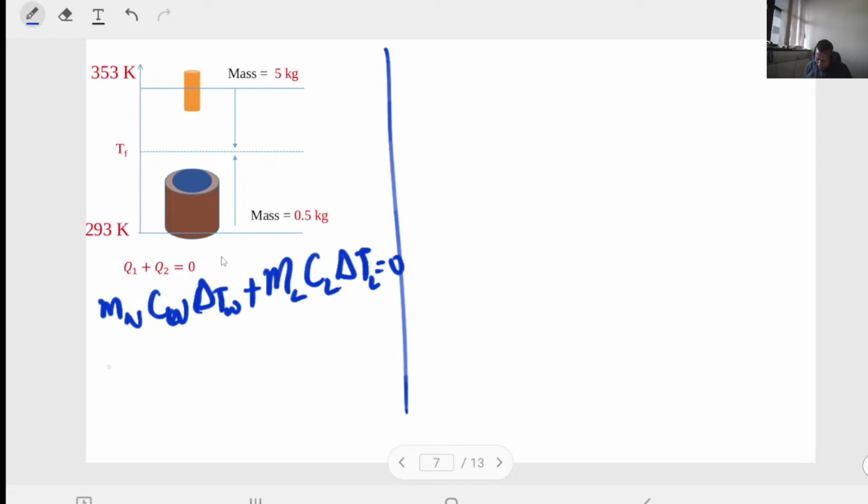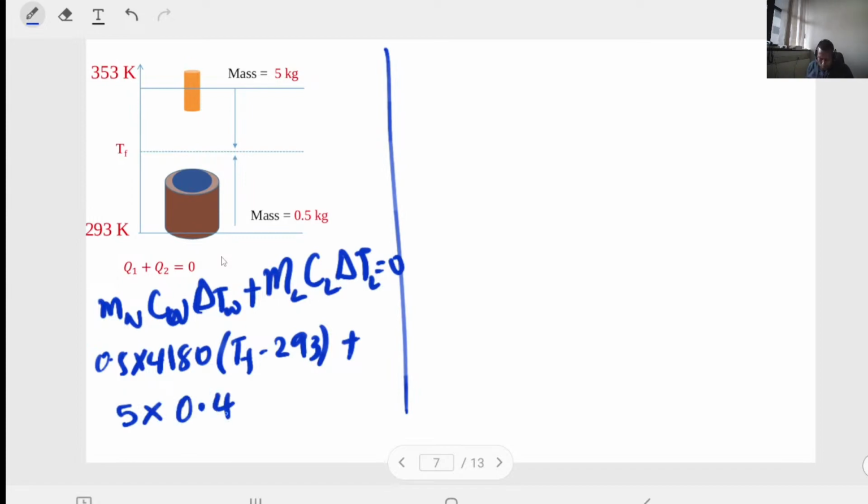Then the mass of the water is 0.5. C of water, we know, is 4180. Delta T of the water is T final minus 293, plus the other one, with mass 5 times the specific heat capacity. Now we change it: 0.458 into T final minus the initial temperature of it, which is 553.